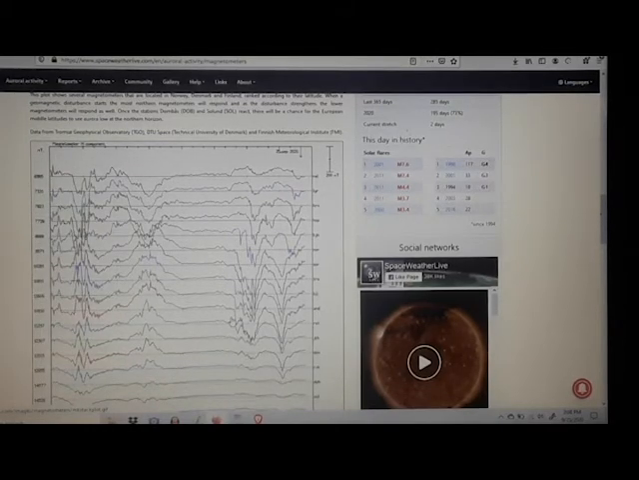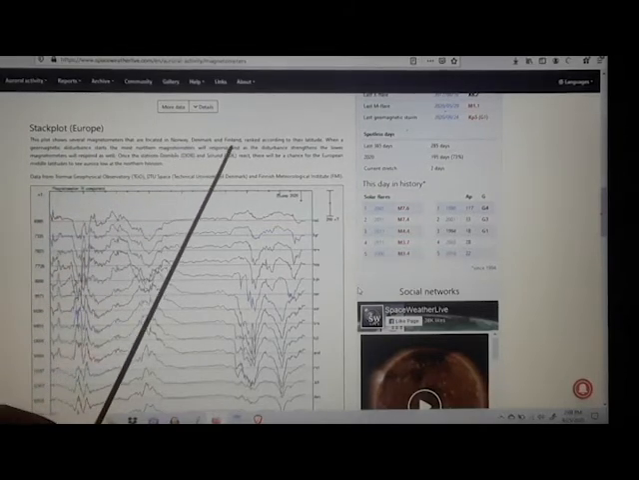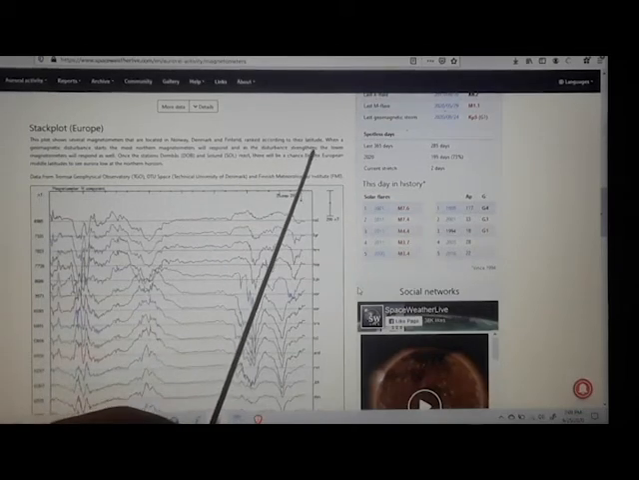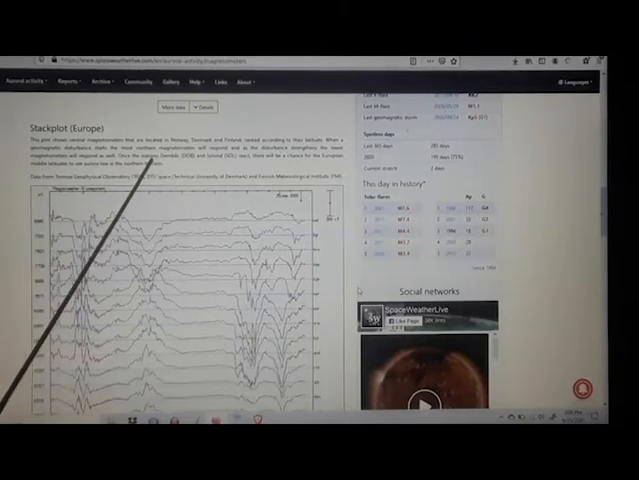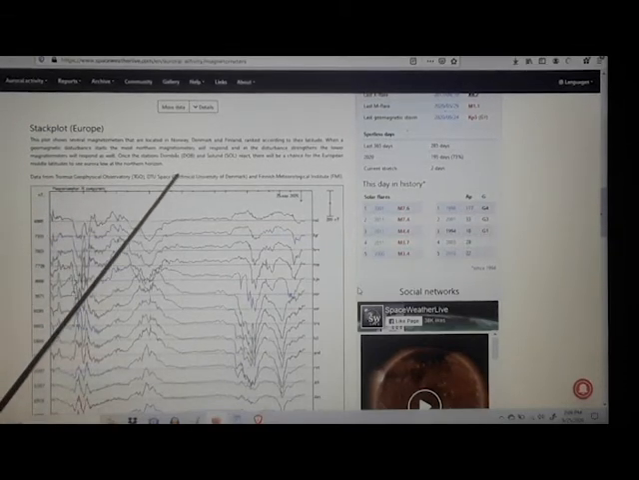So what we're talking about here, these are the nano scale, right? These are the latitudes, and this is the station here. NAL, HYR, HEN. This is all from, it says here, I shall read, my sticky, pointy thing. Stack plot, Europe. This plot shows several magnetometers that are located in Norway, Denmark, and Finland, ranked according to their latitude. When a geomagnetic disturbance starts, the northern magnetometers will respond, and as the disturbance strengthens, the lower magnetometers will respond as well. Once the stations Dombås, D-O-B, and Solund, S-O-L, react, there will be a chance for the European middle latitudes to see aurora low in the northern horizon.